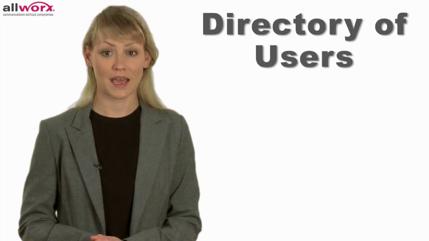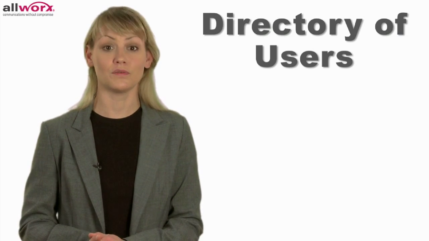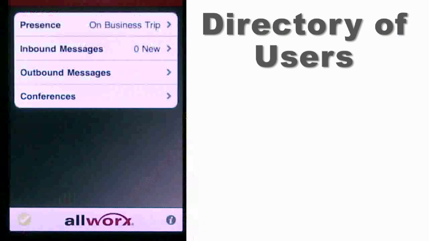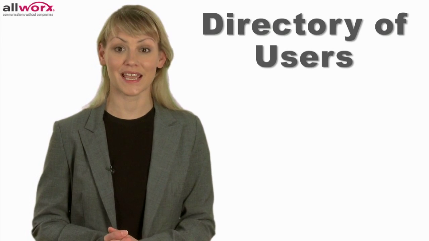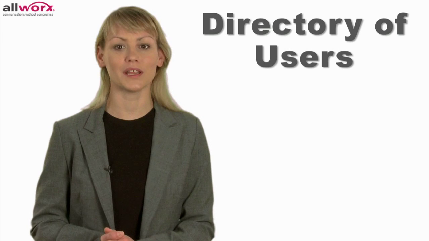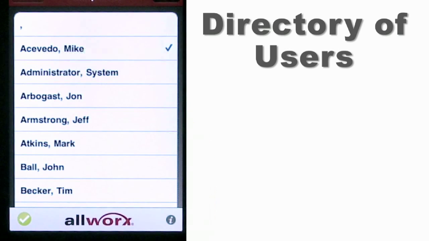The iAllworx app also contains a complete directory of users from the Allworx system. This shows every other user within the Allworx server. To download these contacts, select the lower left green checkbox, then select Import Contacts. You will see the Import in Progress screen. Once complete, you can see all the contacts from your Contacts view within the phone application.